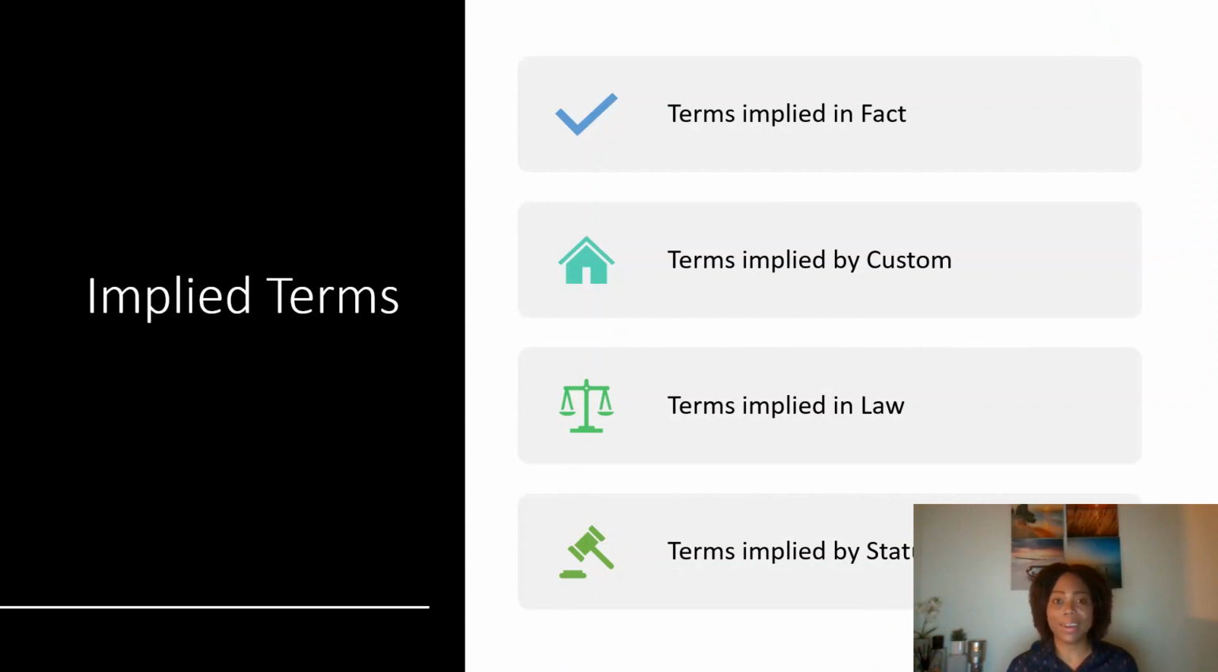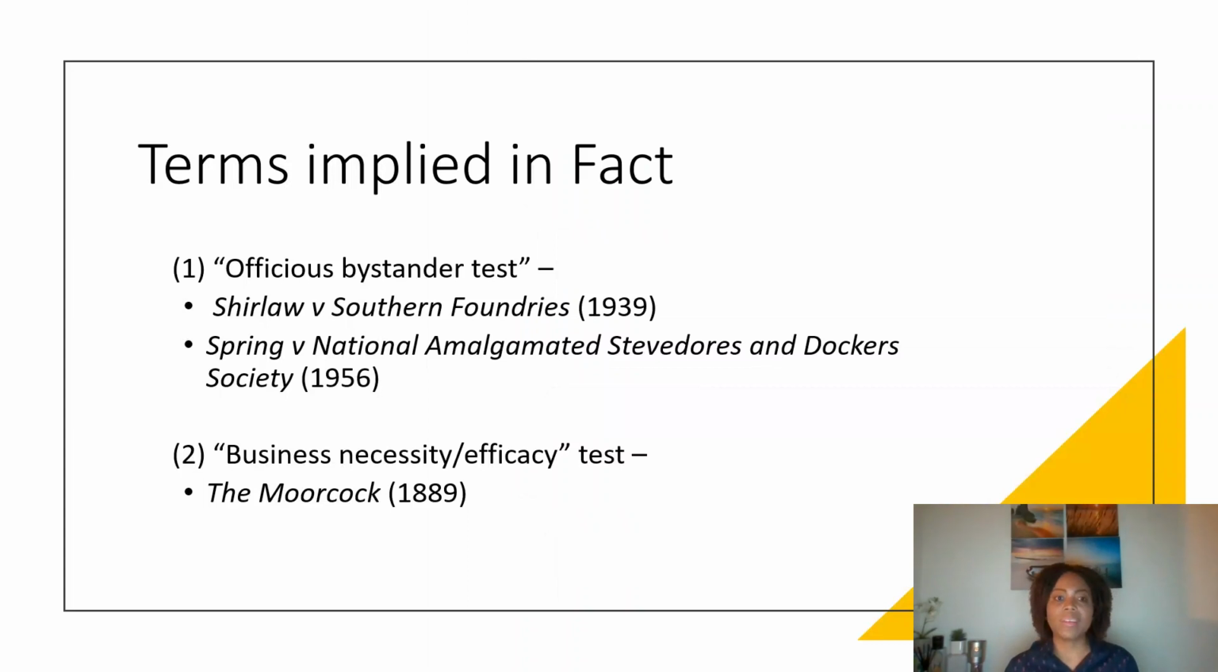Terms could also be implied. In other words, they are not expressed in the contract, but the courts will imply them into the contract. And this can happen in a number of ways. So terms can be implied in fact, terms can be implied by custom, they can be implied in law, and they can also be implied by statute. Terms are implied in fact through the application of two tests, the officious bystander test and the business necessity, or you could also say business efficacy test, as was seen in the case of the Moorcock.